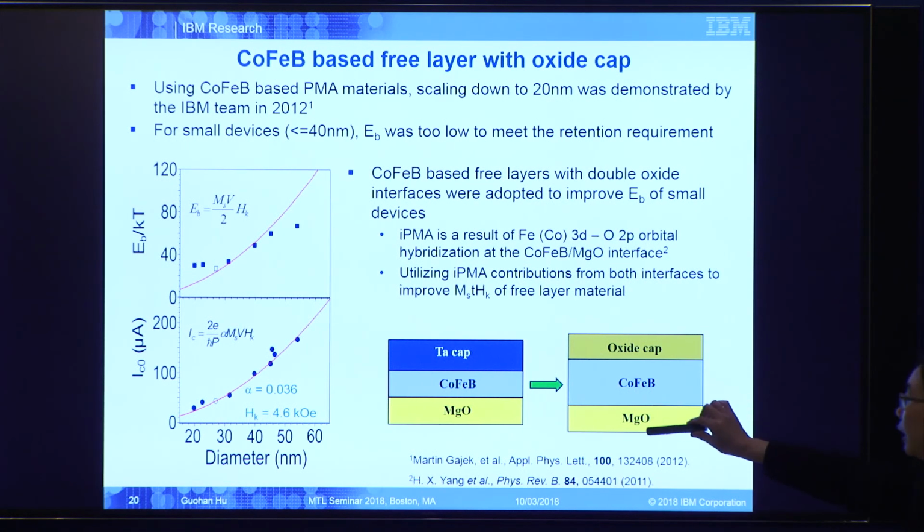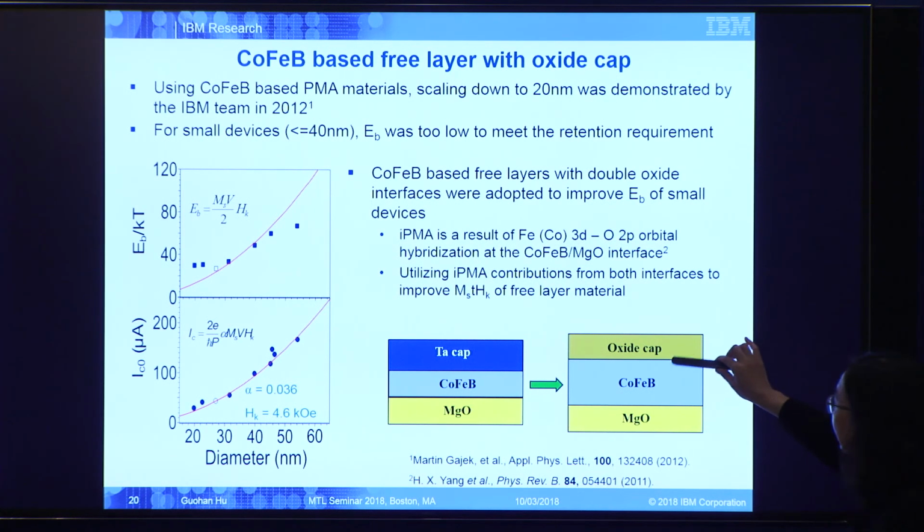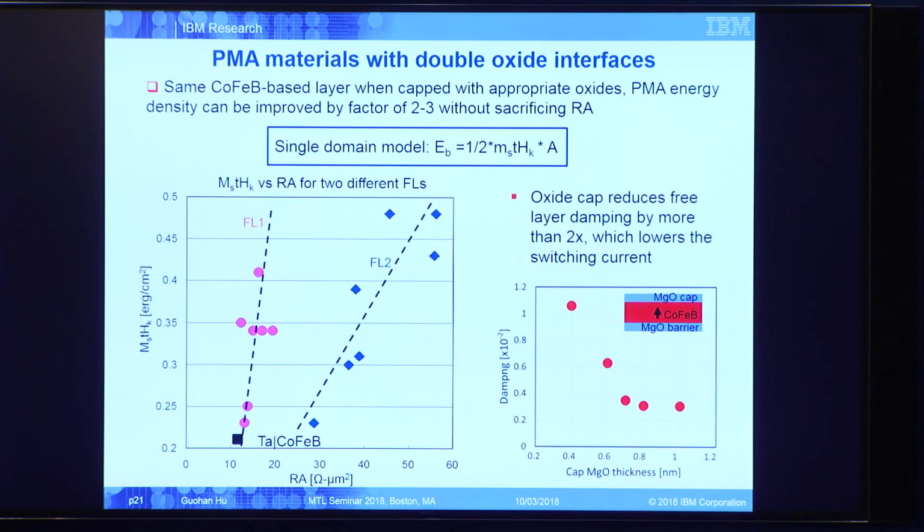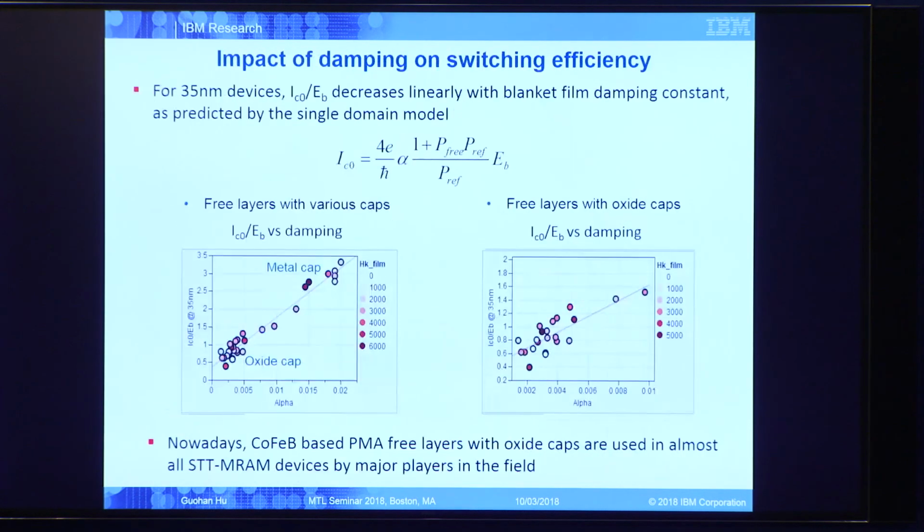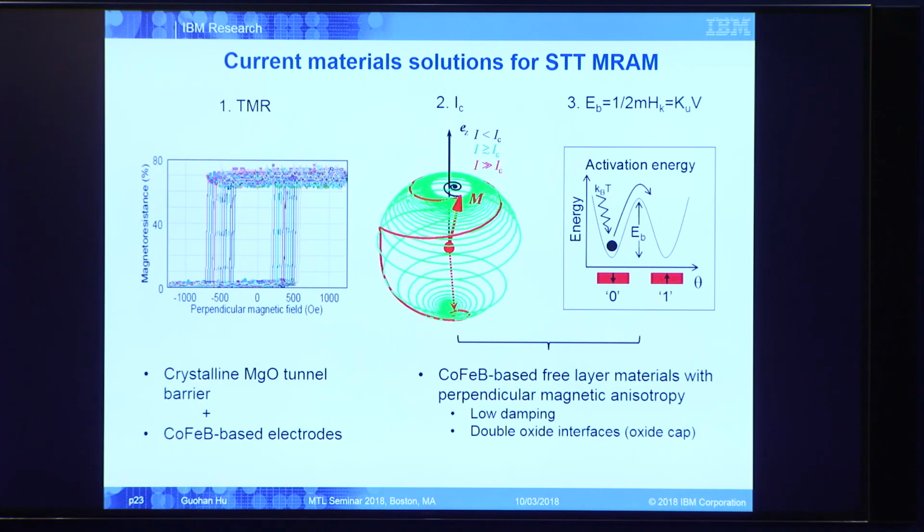So you have MgO tunnel barrier now. You also have some sort of oxide cap. So you can also have interfacial anisotropy coming from the top interface. And this is really what the industry is doing right now. I will skip this one because I think I'm a little bit short on time. So basically, nowadays, what people are using is this kind of structure, but with a double oxide interface.